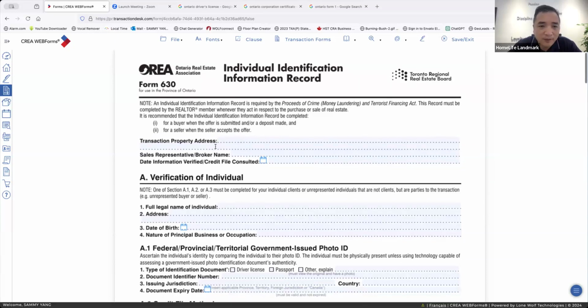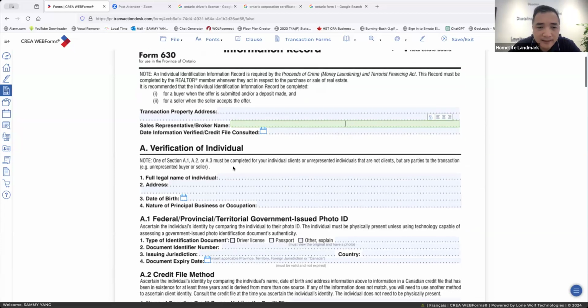First one, transaction property address. So that's why when we prepare the offer, because when we prepare the offer, we have a transaction property address. Otherwise, you don't have. And also we have some agent from the very beginning. You need to file the FINTRAC ID for buyer. You don't have a transaction yet, just leave blank. And the salesperson name is your name. Put your name here. And the date of the information verify. It's very easy, just today's date, always today's date.